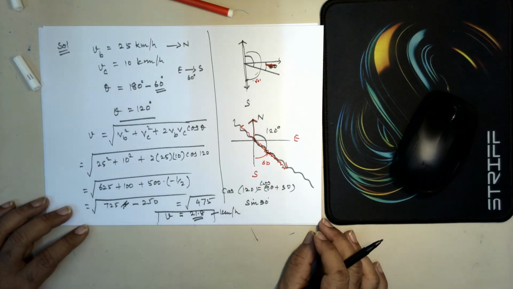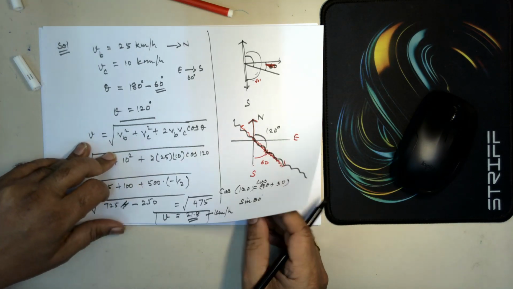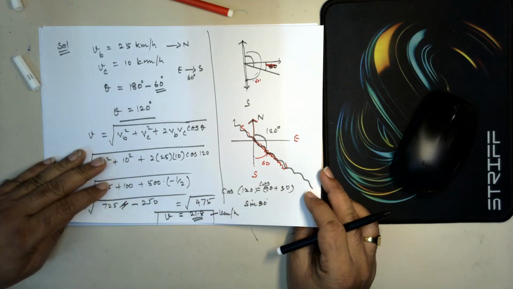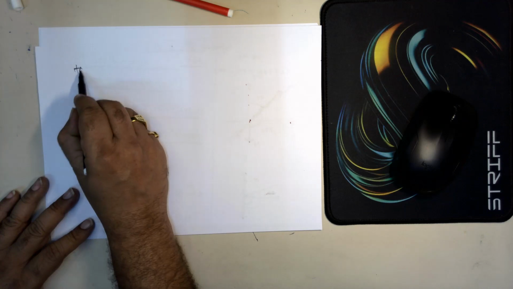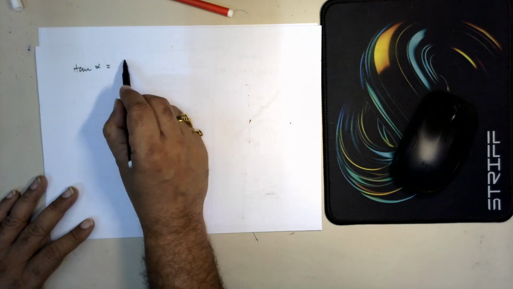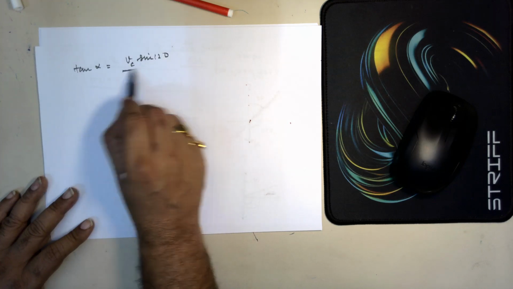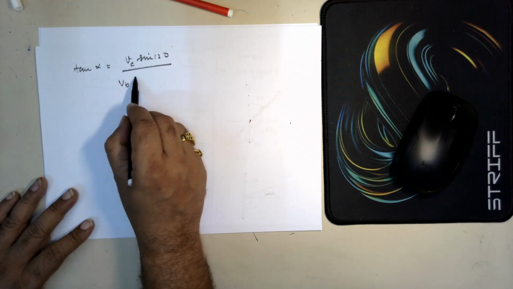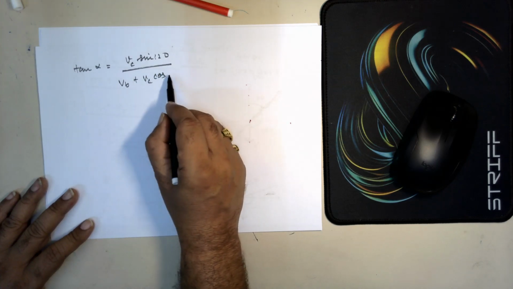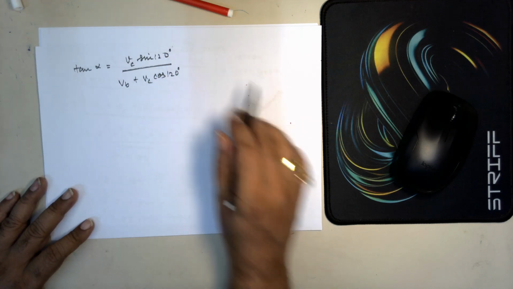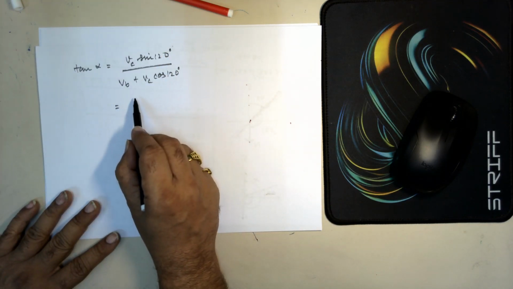Now, can you find out the direction? Proceed. What is the formula to be used? Tan alpha, right? Right, proceed. So tan alpha is equal to what? VC sine 120, right? Divided by VB plus VC into cos 120 degree. Okay. Now proceed. What is VC?